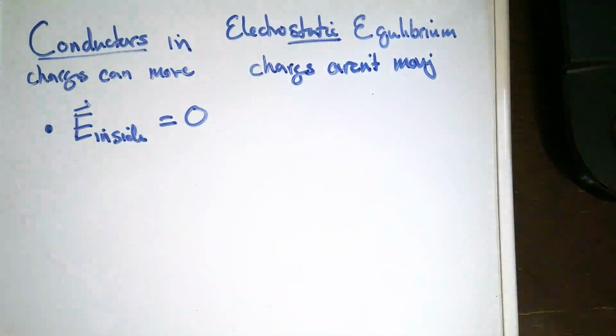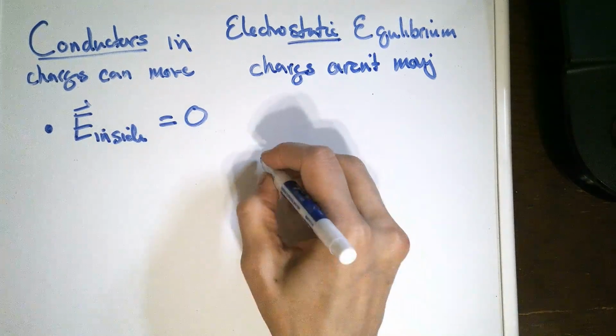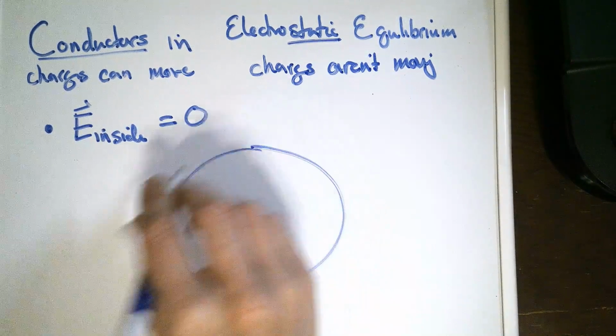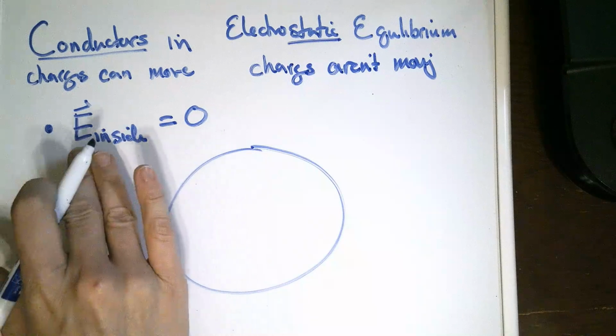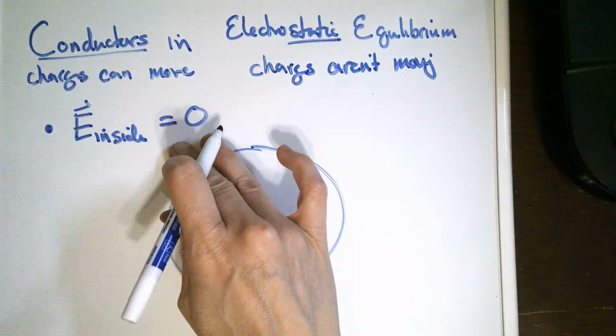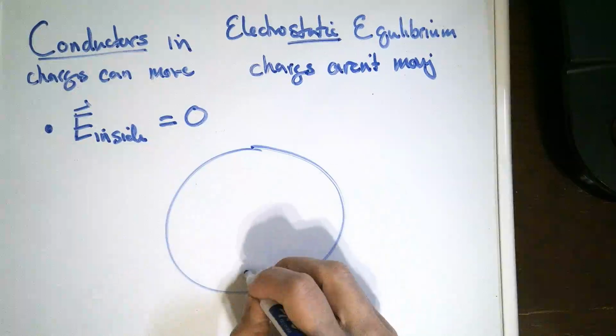Why must they be so? We'll start with this one. So here is our conductor. And say it's not true that the electric field inside here is zero in our conductor.